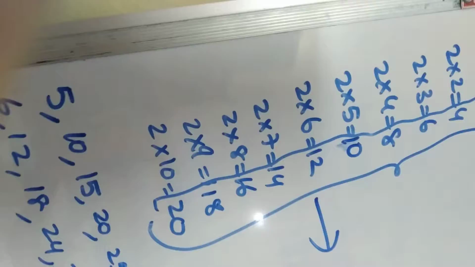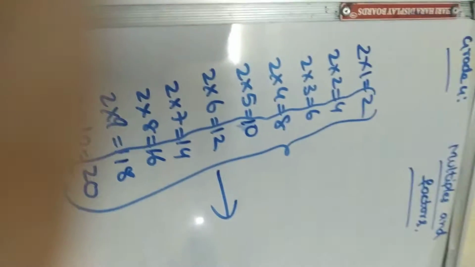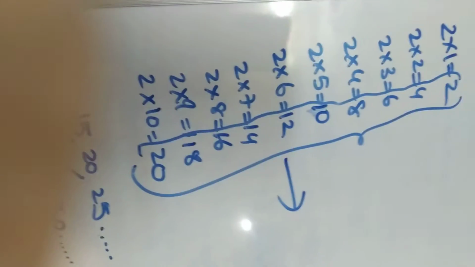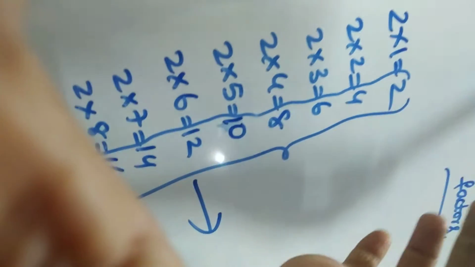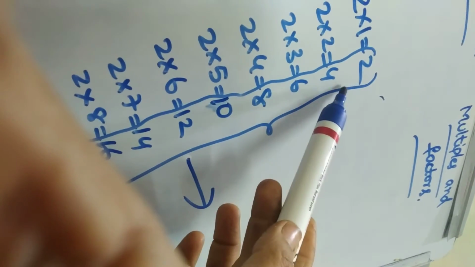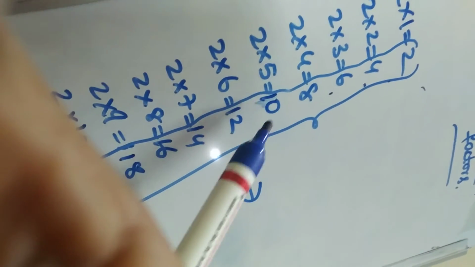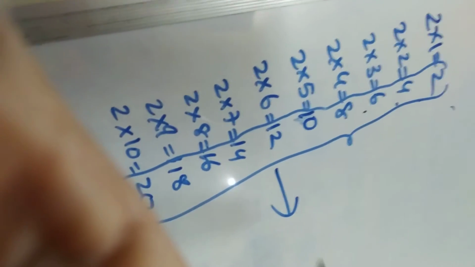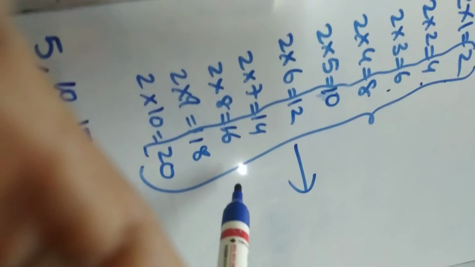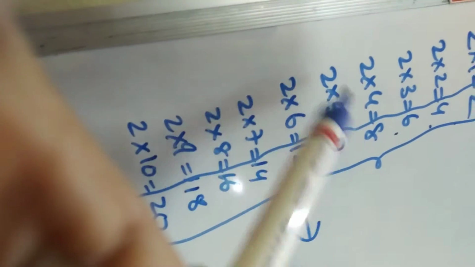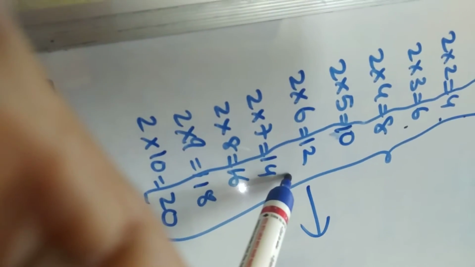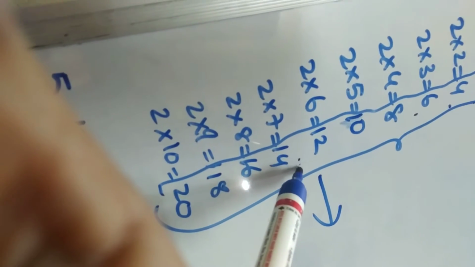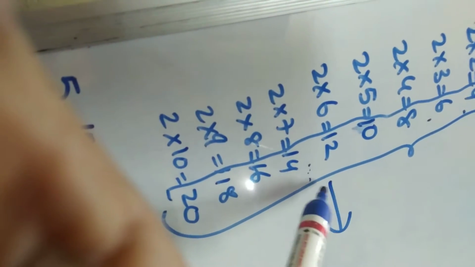Are you seeing this, the 2 table? See here, we are seeing the 2 table. These are called multiples: 2, 4, 6, 8, 10, 12, 14, 16, 18, 20. These are the multiples of 2. So what is meant by multiples? When two or more numbers are multiplied, the product is called the multiple of each of the numbers being multiplied.